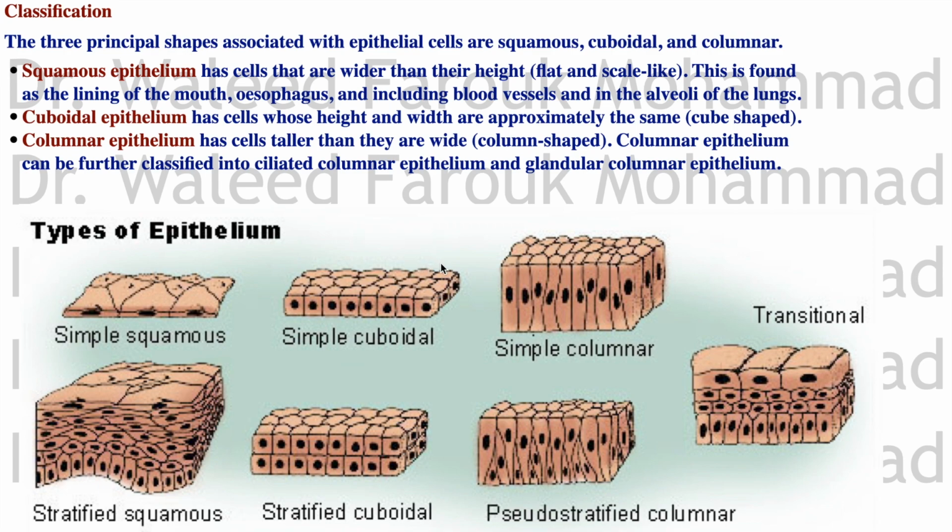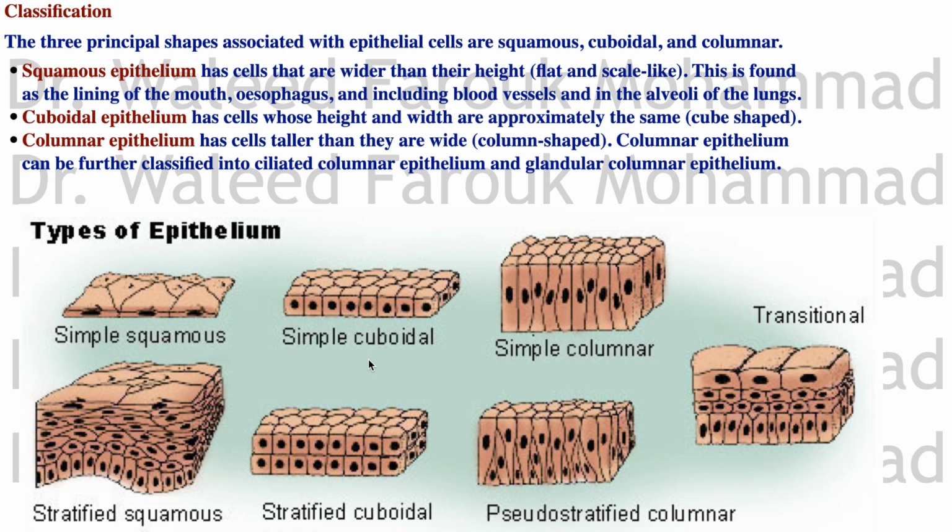To classify epithelium, it's according to the shape of the cells and also according to the layers. According to the shape, there is squamous epithelium, like you can see here, cuboidal epithelium, and columnar epithelium. The squamous epithelium cells are wider than their height, and they line the mouth, esophagus, blood vessels and alveoli of the lung.